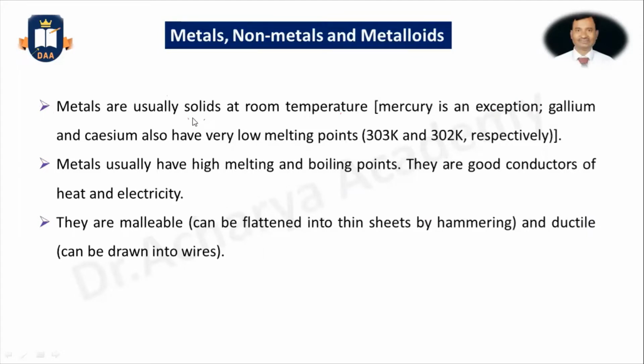Metals are usually solids at room temperature. Mercury obviously is an exception, and gallium and cesium also have very low melting points. Metals usually have high melting and boiling points, and they are good conductors of heat and electricity. They can be flattened into thin sheets by hammering, and they can be drawn into wires.